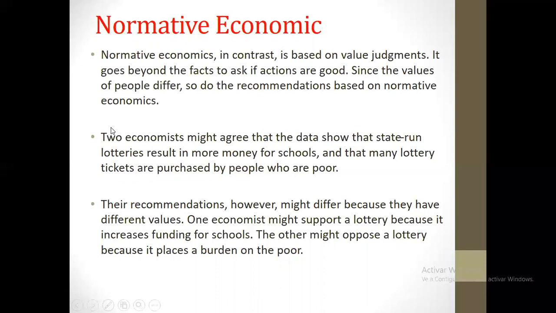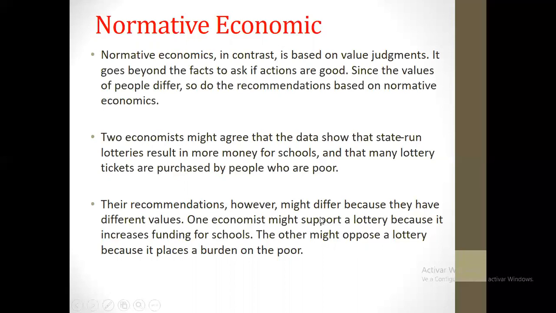Now over here, this is the example that I was talking about. Two economists might agree that the data show that state-run lotteries result in more money for schools, and that many lottery tickets are purchased by people who are poor. Okay, over here there are two different statements and two different reasons for raising money through the lottery. Now, their recommendations, however, might differ because they have different values. These two economists have different values.